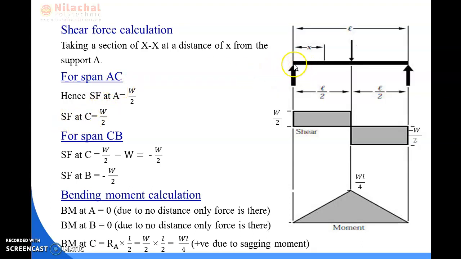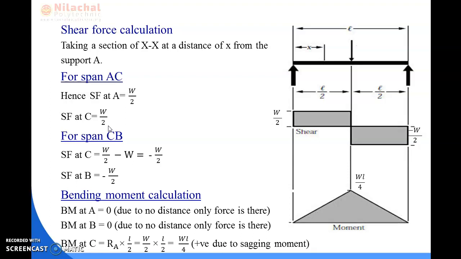So you can see in the AC span, from A to C, any kind of loading is not acting. So we can say the shear force at point A will be continuing towards the point C. Hence, the shear force at C is also W by 2 due to no loading in between A to C.